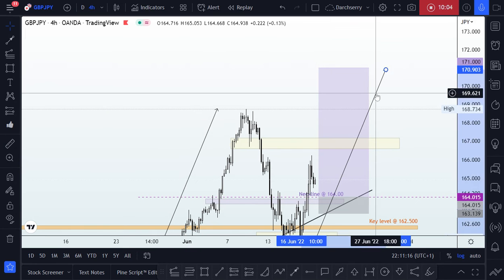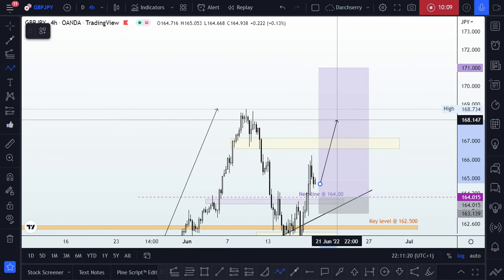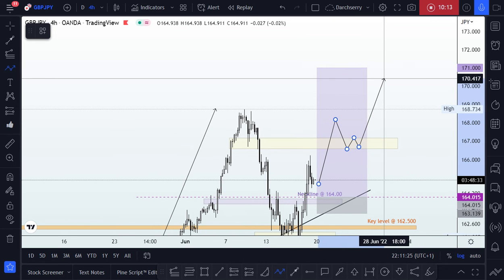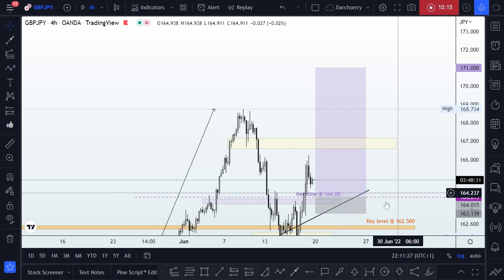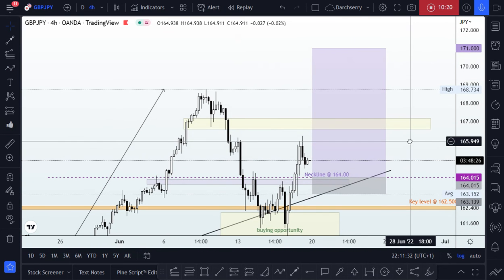And if we do see price break out of that area and do a retest, then we might be thinking of adding more position to this trade. So this is my perspective here on the GBPJPY as we head into the new week.